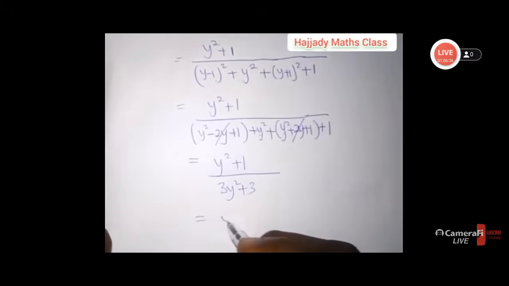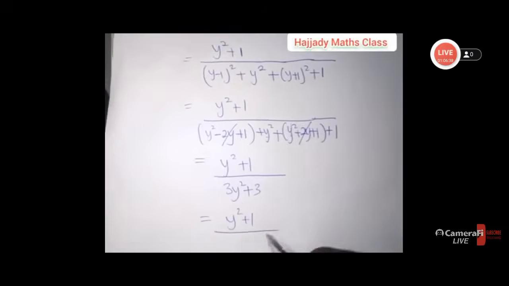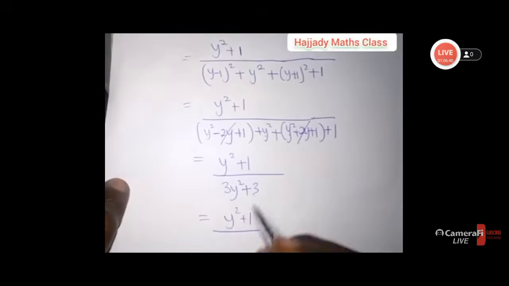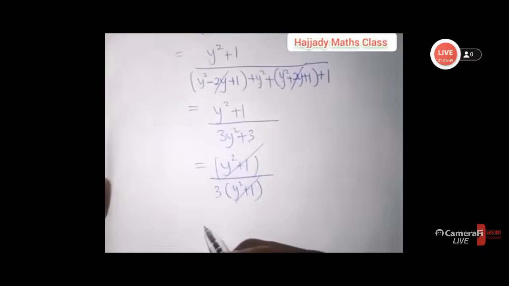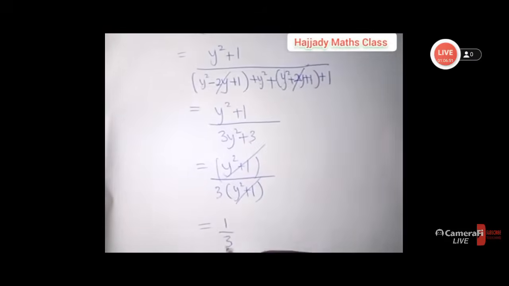So with this, we have y squared plus 1 over, factorizing 3 here, we have 3 times y squared plus 1. And with this we can easily cancel this out. And finally, our answer is 1 over 3.